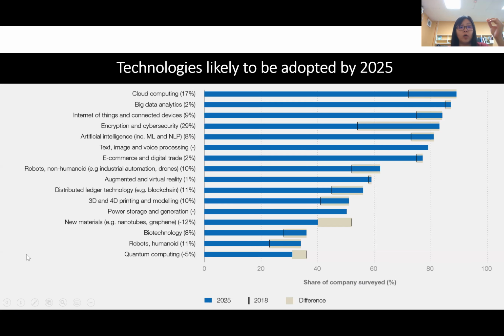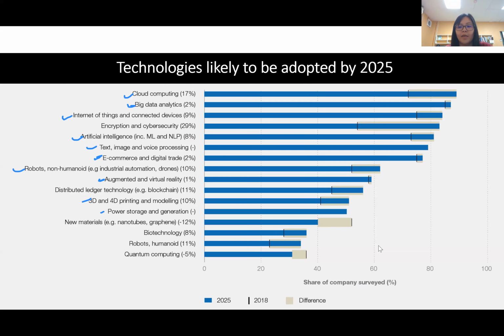World Economic Forum. The World Economic Forum is concerned with the status of occupation among the graduates, or even amongst the employer. They do a survey of the employers and see what are those demanding skills that are likely to be adopted by 2025. And if you look at here, these are the technologies that are likely to be adopted: cloud computing, big data, Internet of Things, artificial intelligence, text image analysis, e-commerce, robotics, augmented reality, 3D, 4D, power shortage, etc., etc.